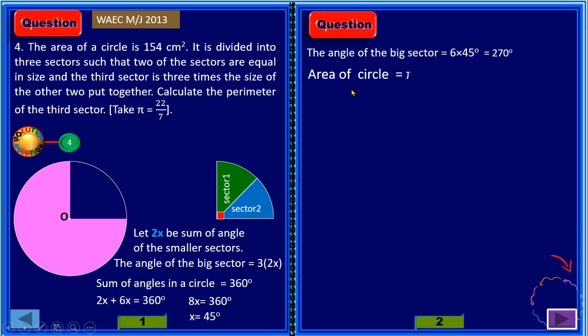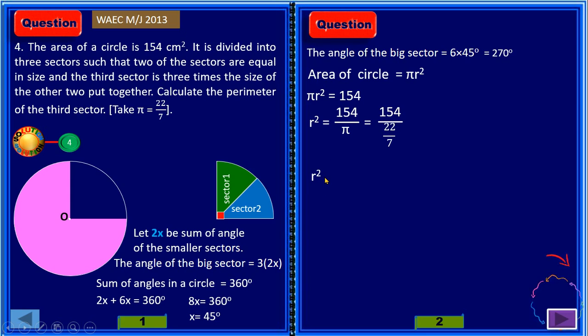But we are told that the area of a circle, which we know is pi r squared, is 154 square centimeters. So we are going to make r squared the subject by dividing both sides by pi. So r squared will give us 154 divided by pi. We replace pi by its value given here, 22/7. So that will give us 154 divided by 22/7.